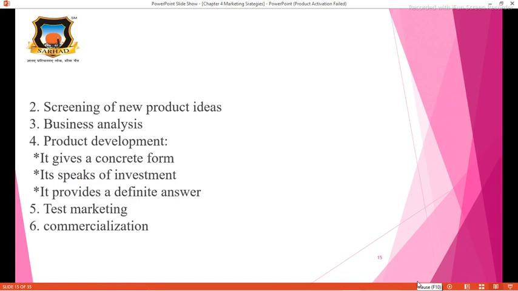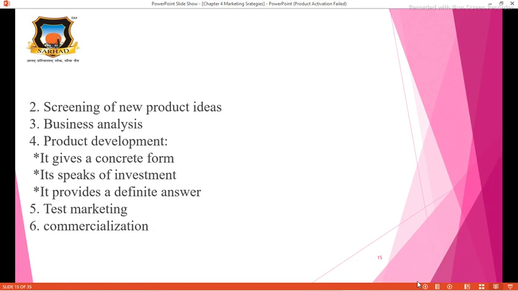Let us see the next process. It is the screening of new product ideas. The first stage of development aims at increasing the number of product ideas. However, every subsequent stage aims at reducing the number of ideas that were obtained in the first stage.